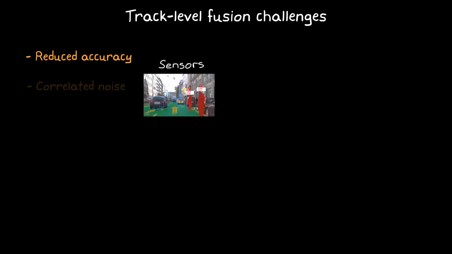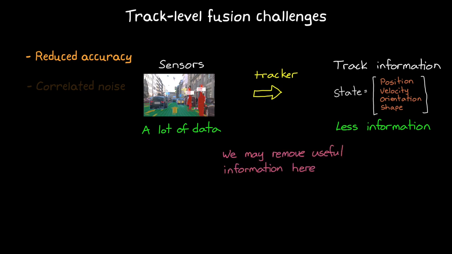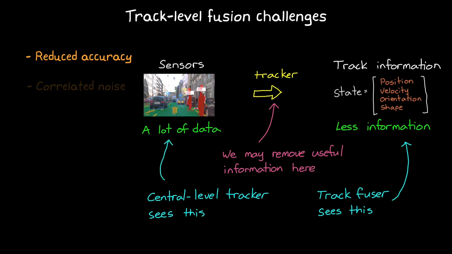We've already said that sensors can produce a lot of data, and the tracker distills that data down to a state vector with a lot less information. And as a byproduct of that process, we may be removing some information that is useful, information that the track level fuser no longer has access to. In this way, when we fuse tracks together, it can produce a result that is less accurate than we could get by fusing together all of the information at the sensor level.